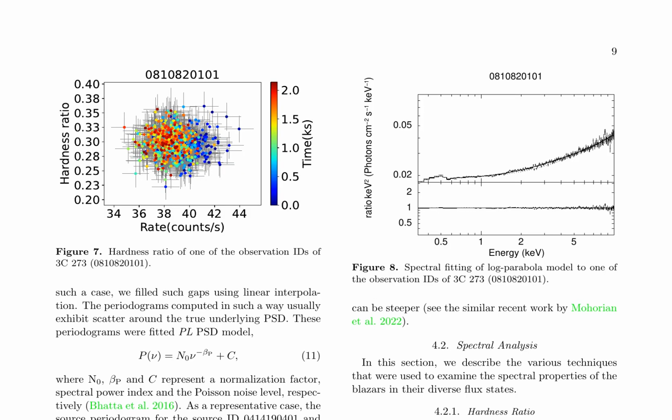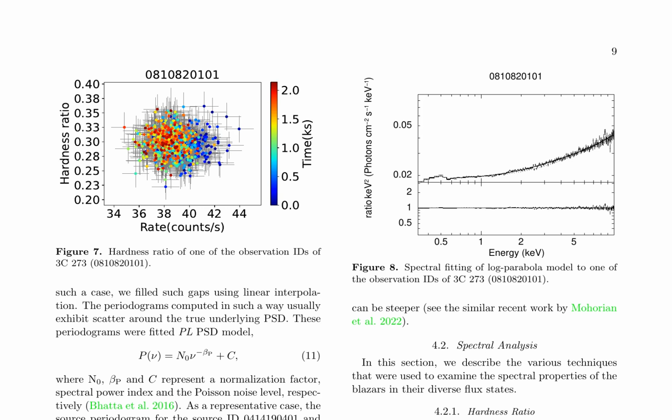The authors present the power spectral density (PSD) analysis of Blazar light curves, where they computed periodograms using linear interpolation to fill gaps in the data. The periodograms were then fitted with a power law PSD model, P(ν) = N0 ν^(-βP) + C, where N0, βP, and C represent the normalization factor, spectral power index, and Poisson noise level, respectively.